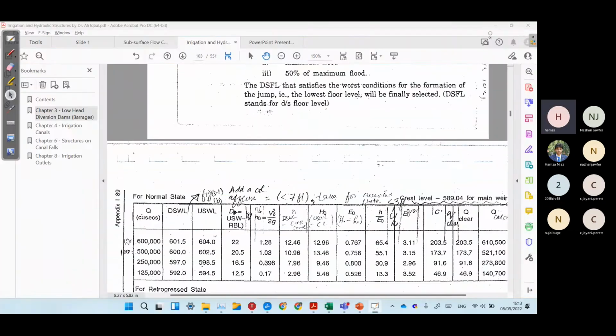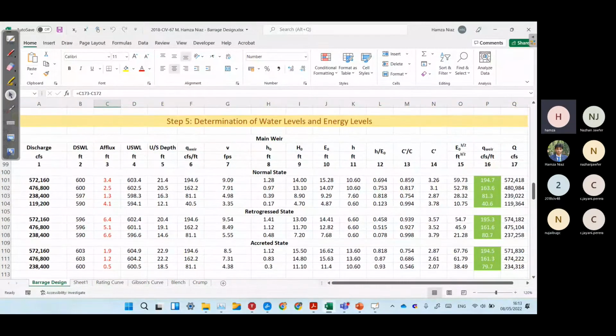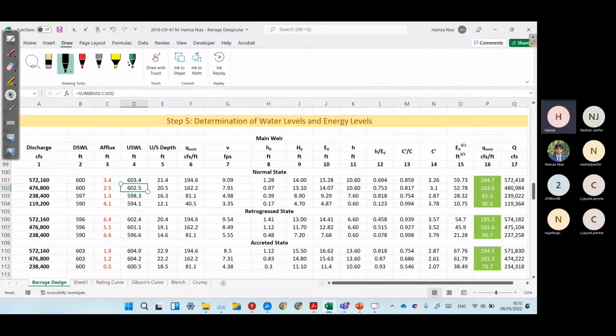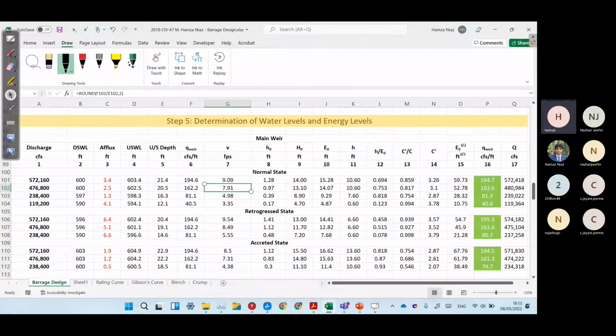So if I show this Excel sheet, we just have to assume this afflux value. We find the upstream water level as the downstream water level plus afflux. The upstream depth would be the upstream water level minus the river bed level. Q here we can calculate as discharge over width, and then Q over upstream depth gives V naught. Then h naught is V naught squared over 2g. H naught is our height above the weir crest. E naught is our specific energy above the weir crest.